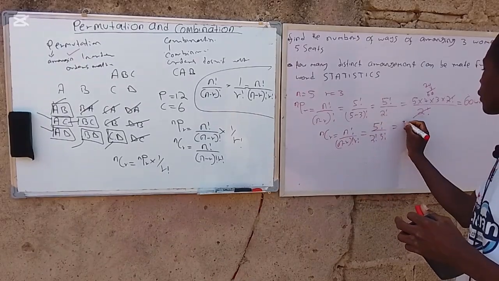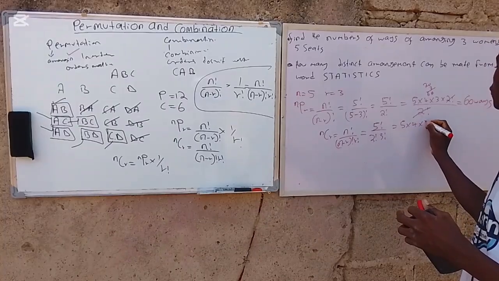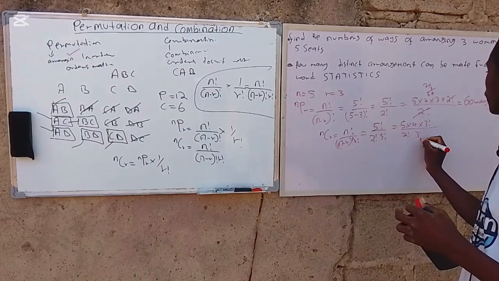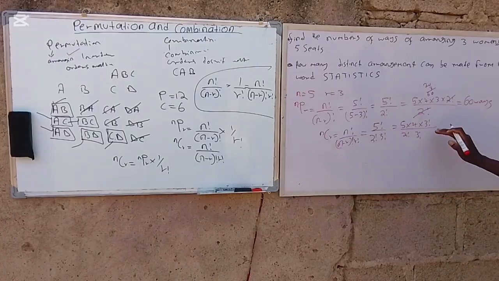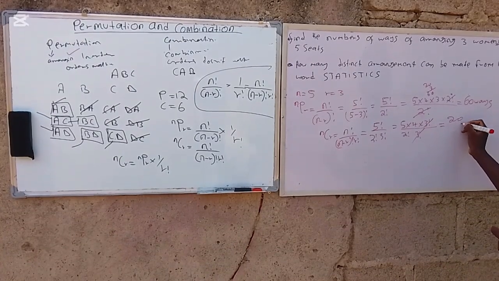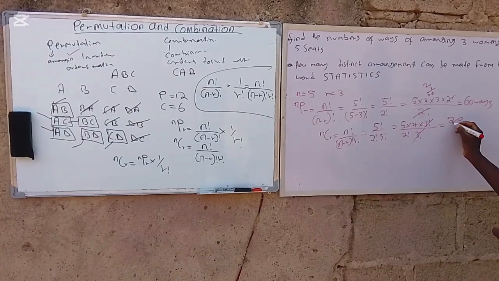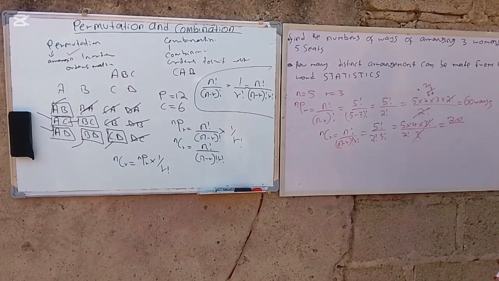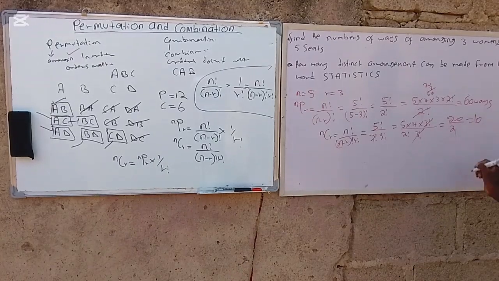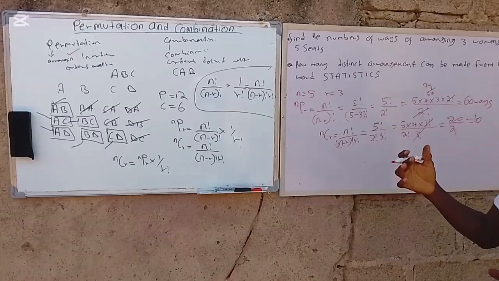So I have 5 times 4 times 3 factorial, all divided by 2 factorial, 3 factorial. I simplify this because I have 3 factorial here, so this will cancel with this. Therefore I have 5 times 4, which is 20, divided by the value of 2 factorial, which is the same thing as 2. So this should now be 10. So this is combination and permutation.